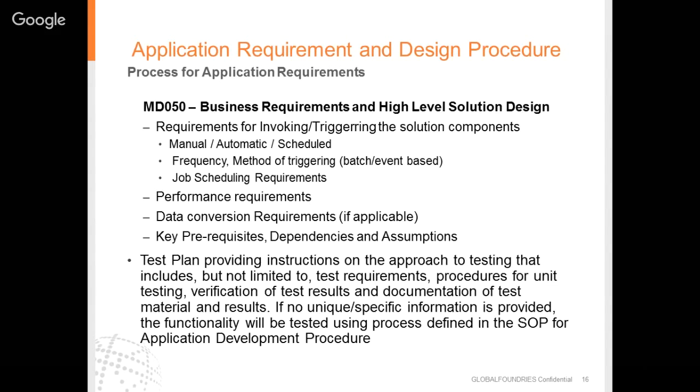So MD50 should also include performance requirements, data conversion requirements if applicable, key prerequisites, dependencies and assumptions. MD50 should also include a test plan providing instructions on the approach to testing, which includes but not limited to the test requirement, procedures for unit testing, verification of test results, and documentation of test material and results. If no unique or specific information is provided, the functionality will be tested using process defined in the SOP for application development procedure.